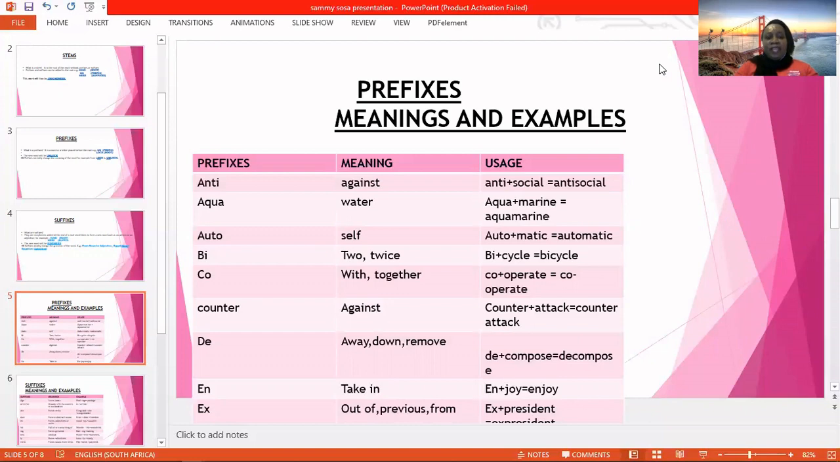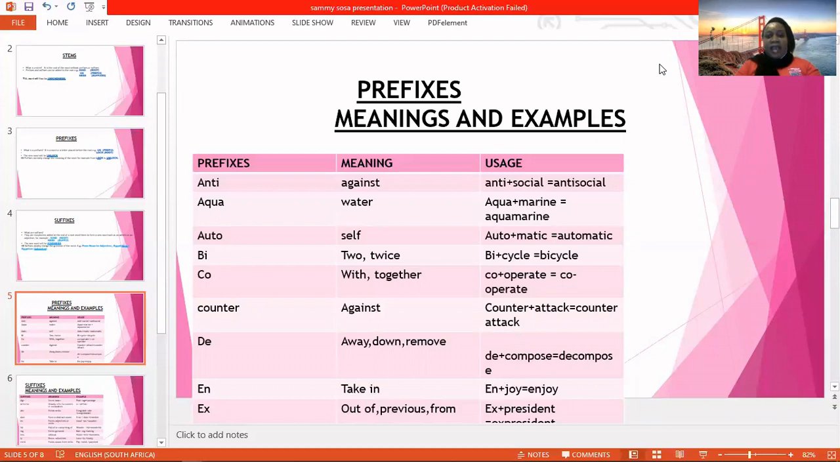Co as a prefix means with or together. That's important for us to note. Then we have counter as a prefix. Counter means against. Counter plus attack. Those two words will give us counterattack. So remember, counter means against as a prefix.